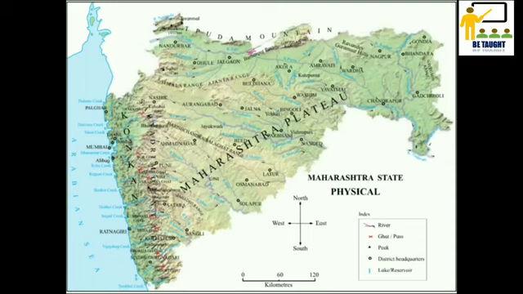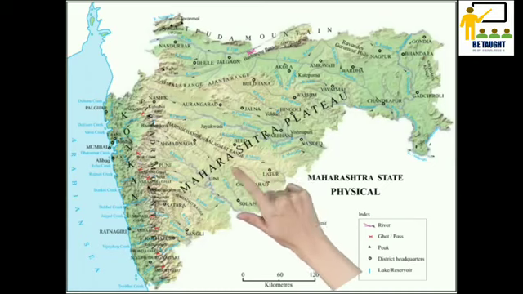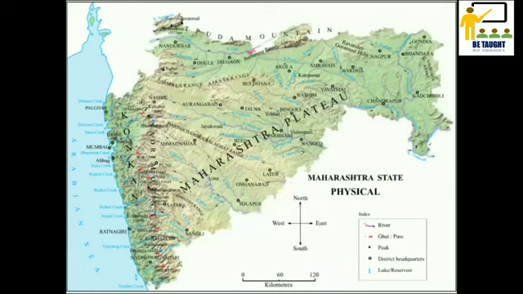What is the area to the east of the Sahyadri mountain called? Yes, it is called the Maharashtra Plateau. What is the name of the mountain in the northern part of our state? It is the Satpura mountain. Which is the river in our state which flows from the east to the west? Tapi River.